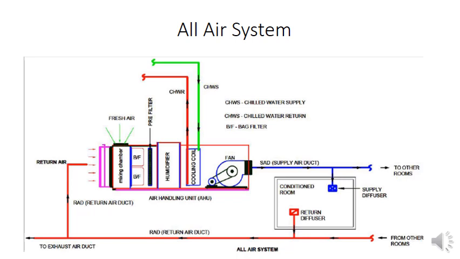Now the CHWS and CHWR, the top part of this particular figure, are the chilled water supply and chilled water return. So it is basically the part where the cooling tower is located. This particular chilled water supply is connected to the cooling tower.